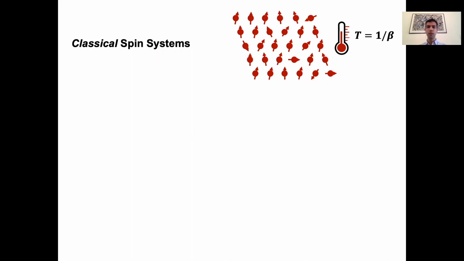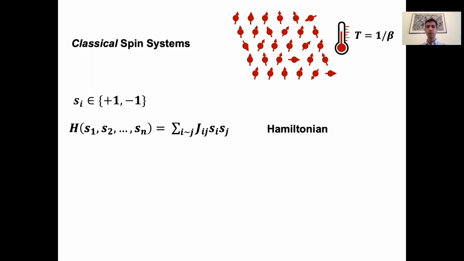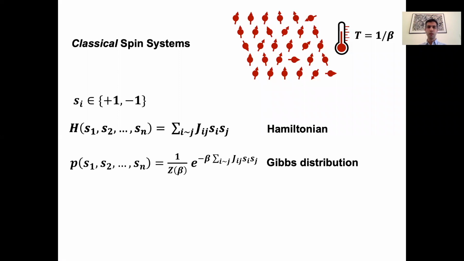tell you about the classical spin systems, where we assign a spin, which is a plus minus one variable, to each site or vertex of the lattice. The Hamiltonian of a specific spin configuration can, for instance, be something like this. If you let these spins interact with each other at a fixed temperature, they achieve an equilibrium state. And then there's a probability distribution that describes this state known as the Gibbs distribution.